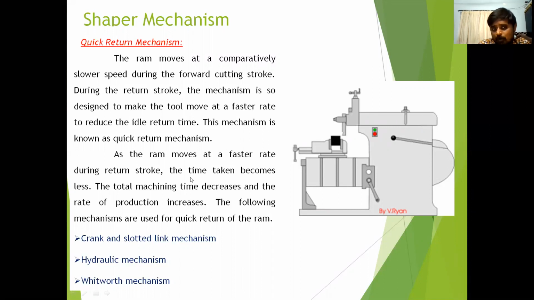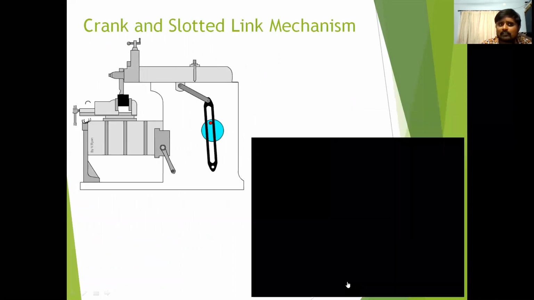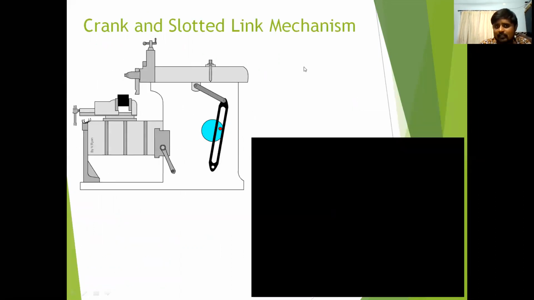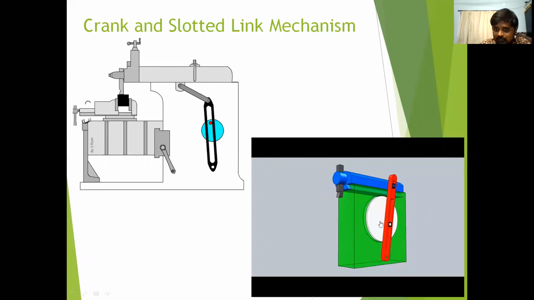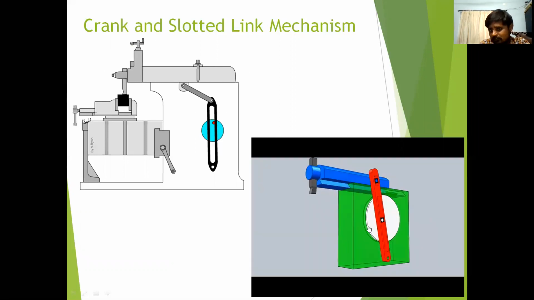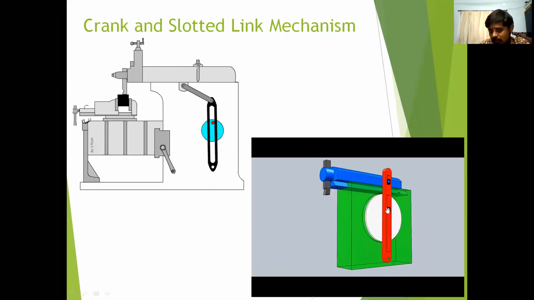To obtain this type of mechanism, we are going to use any one of these three mechanisms: the crank and slotted link mechanism, the hydraulic mechanism, and the Whitworth mechanism. By using any one of these three, we will get the quick return mechanism. First, we will see the crank and slotted link mechanism. This is the crank, and this is a slotted link mechanism.